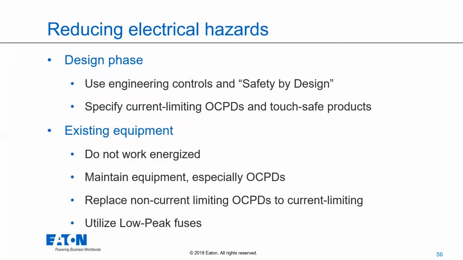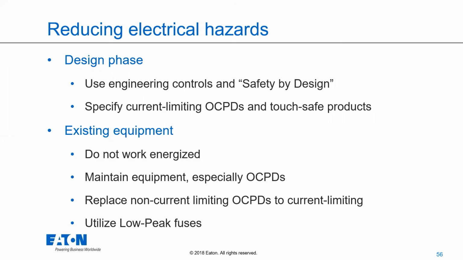So with that, just a quick summary, right? In my design phase to reduce electrical hazards, I want to use my engineering controls. I want to use a lot of those safety by design features. I want to specify current limiting overcurrent protective devices, right? Current limiting overcurrent protective devices are faster and they reduce that amount of energy coming through. They reduce the incident energy levels significantly. And I want to use touch safe products, right? That's to help me from the electrical shock hazard.